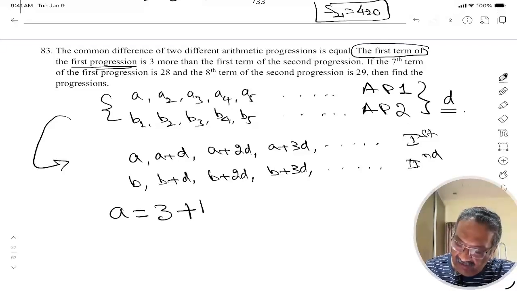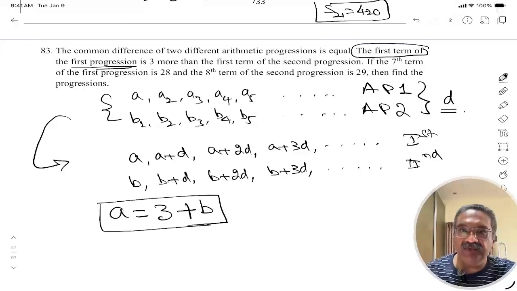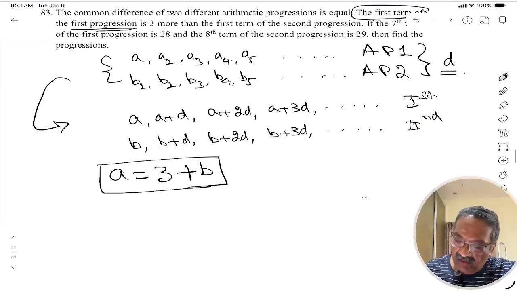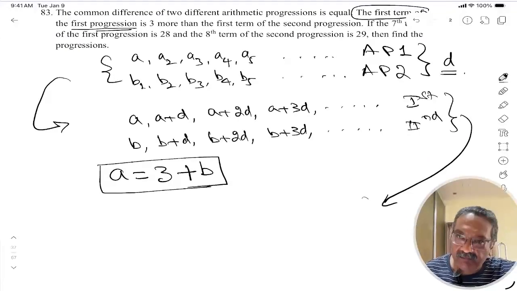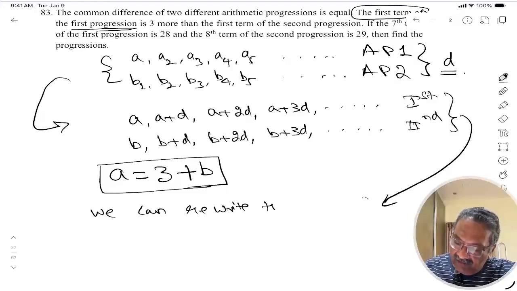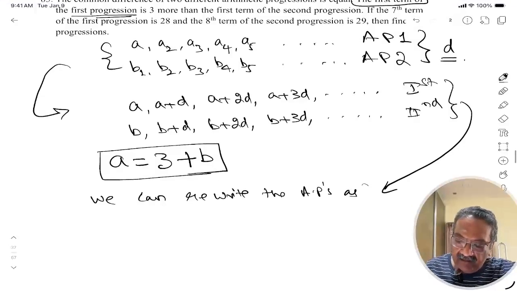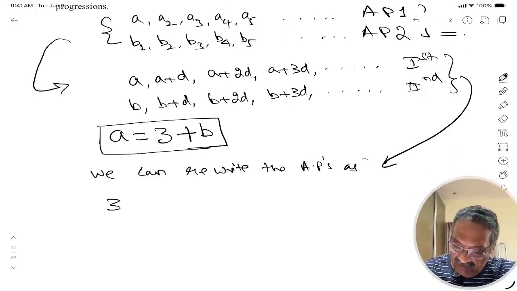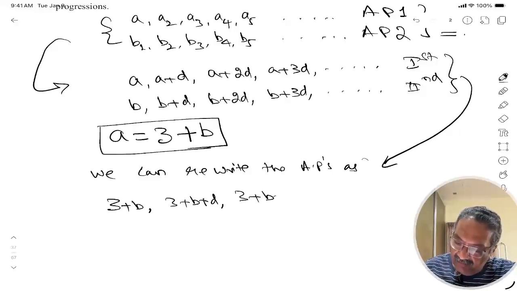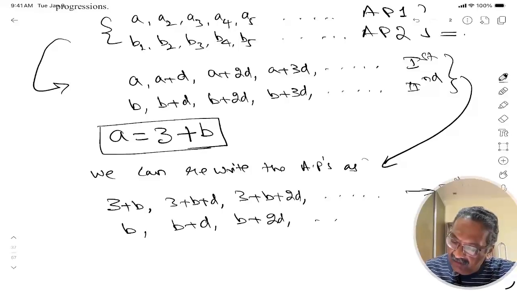So we get A is nothing but 3 plus B. Now what I can do is rewrite the APs. Instead of A I will write 3 plus B. The first AP is 3 plus B comma 3 plus B plus D comma 3 plus B plus 2D and so on, and the second AP will be B comma B plus D comma B plus 2D and so on. This is the second AP.